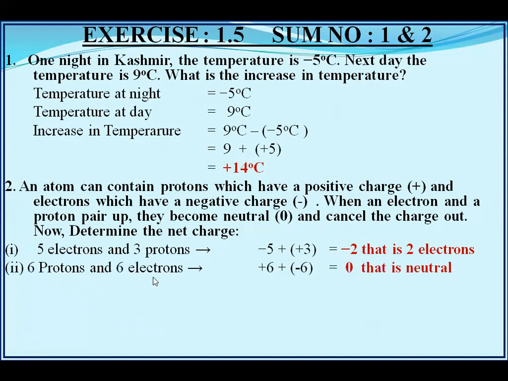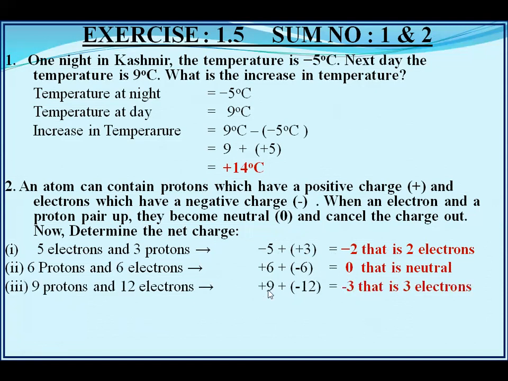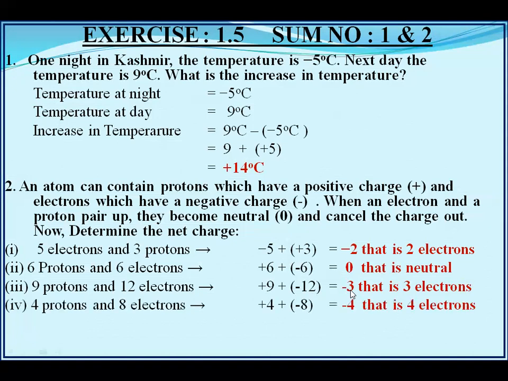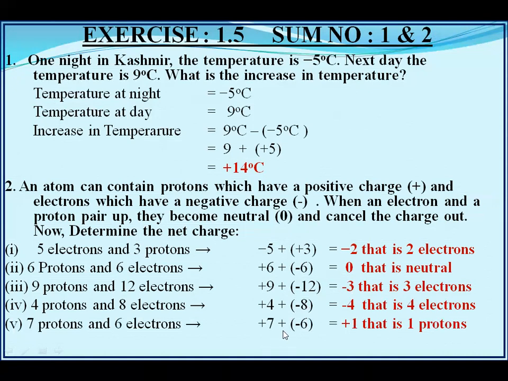6 protons and 6 electrons. So 6 protons is plus 6 and electrons is minus 6. When you add both, you get 0, which is neutral. 9 protons and 12 electrons. So plus 9 plus minus 12. Both are different signs, so subtract: minus 3, that is 3 electrons. 4 protons and 8 electrons. So 4 plus minus 8, you get minus 4 as the answer. That is 4 electrons. 7 protons and 6 electrons. So plus 7 plus minus 6, because electrons are negatively charged. So 7 minus 6 is 1. That is 1 proton.